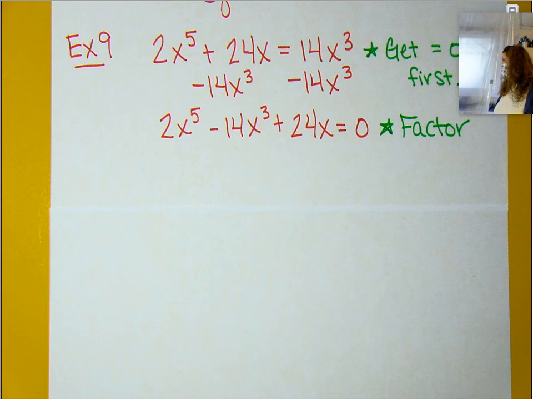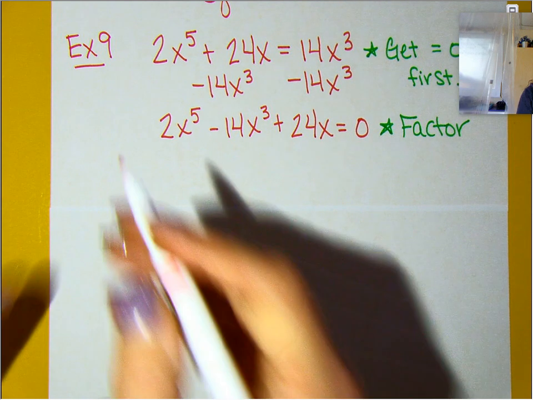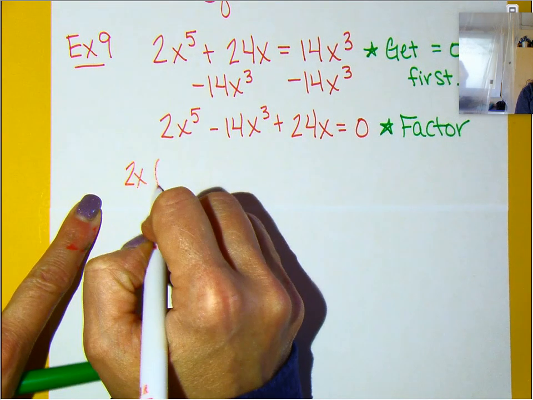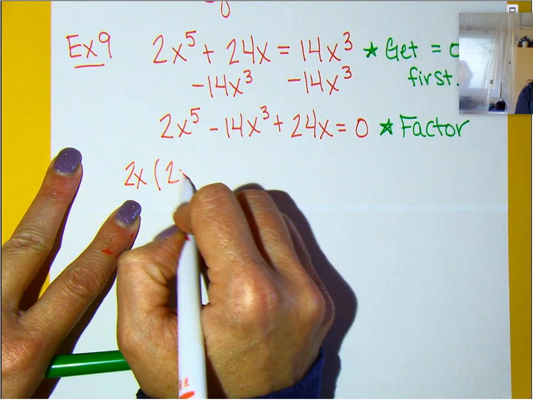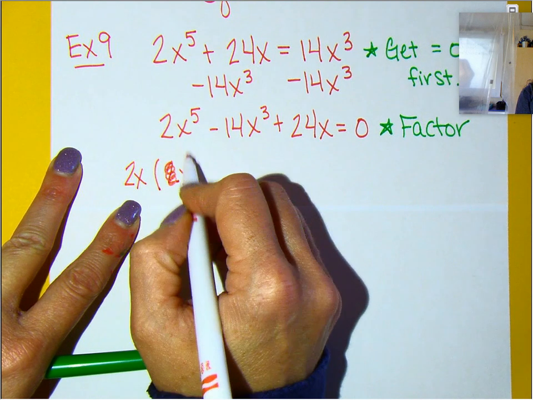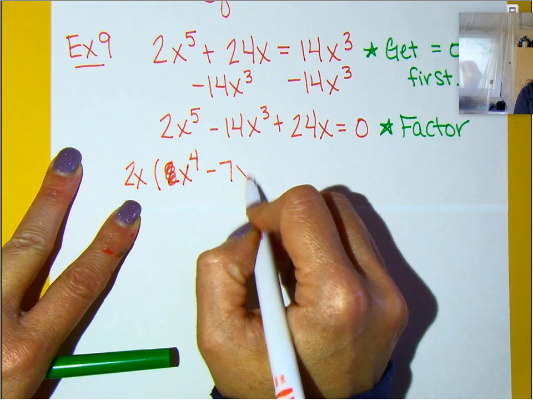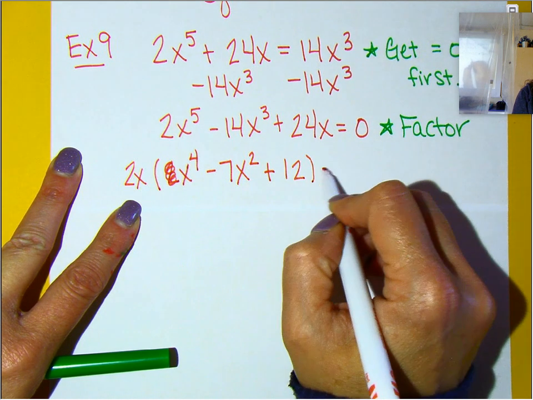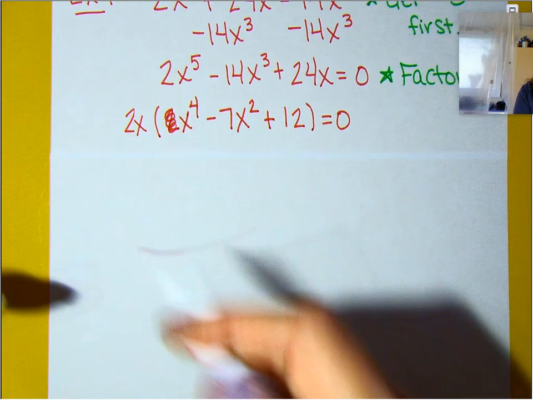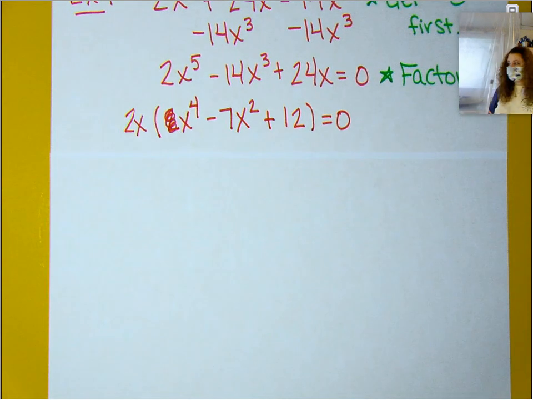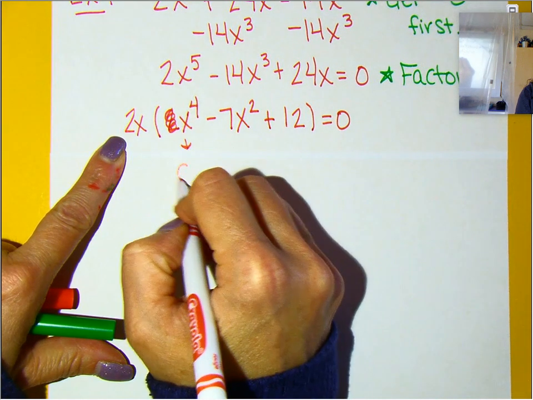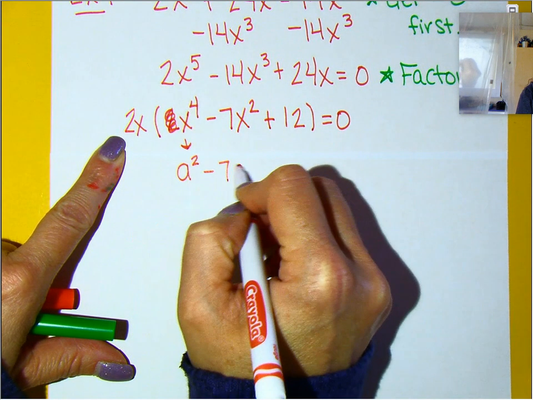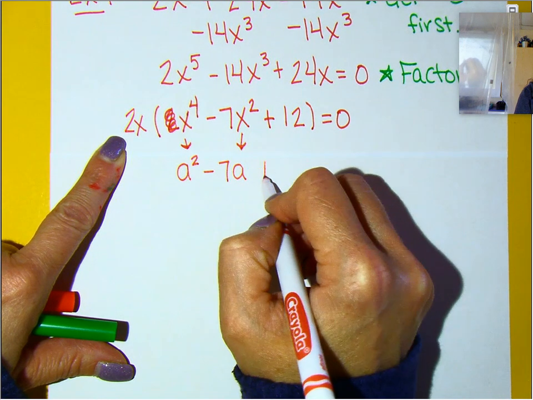All right, what are we going to take out of this first? Yeah, let's take out a common monomial, 2x, which leaves us with... Okay, so then the thing that's left over on the inside is going to be one of those with a substitution. So we're going to sub this for a squared, this for a, plus 12.